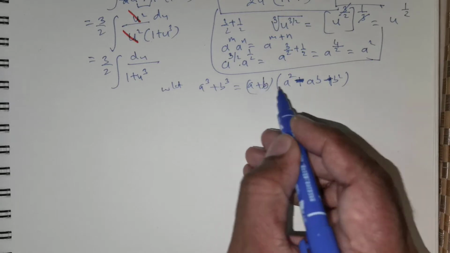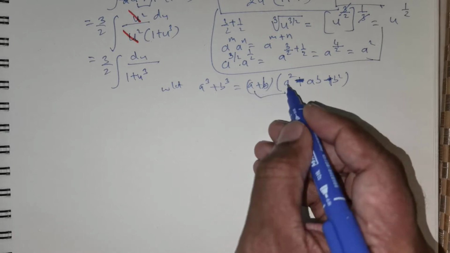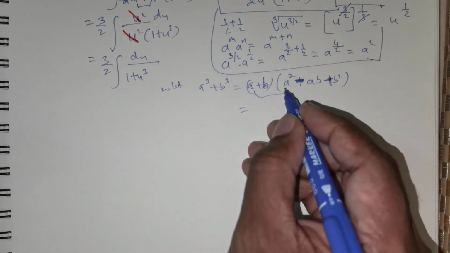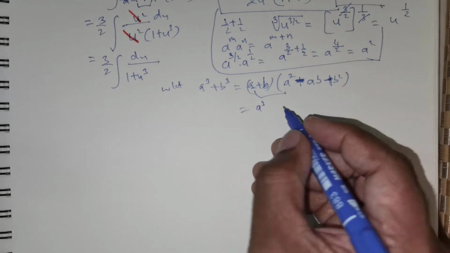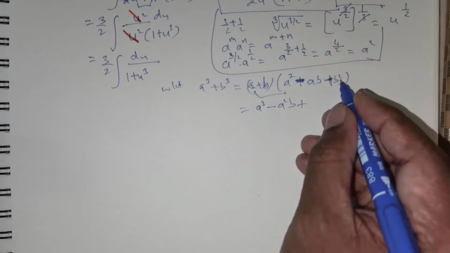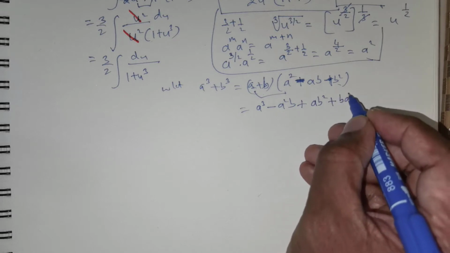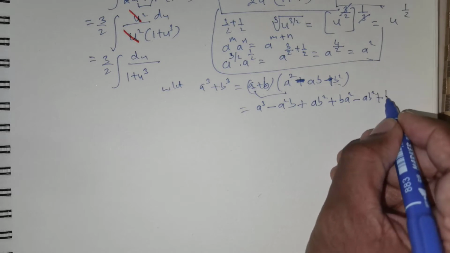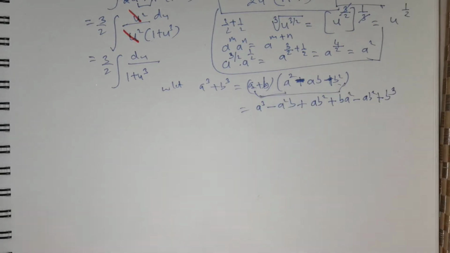Now, if I were to multiply a with, just for the sake of clarity, right? So a multiplied with a squared would give me a cubed. A multiplied with negative ab would give me negative a squared b. A multiplied with b squared is going to be a times b squared. Positive b times a squared, negative a times b squared, and positive b cubed. So this formula is actually the right formula.